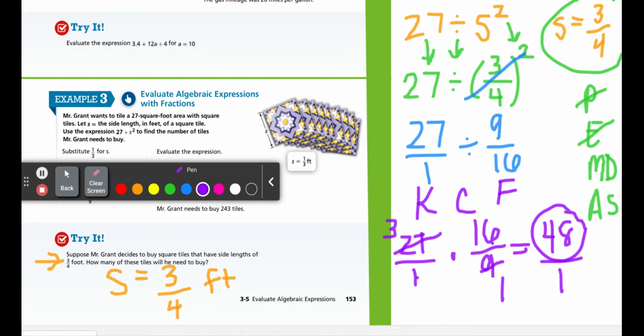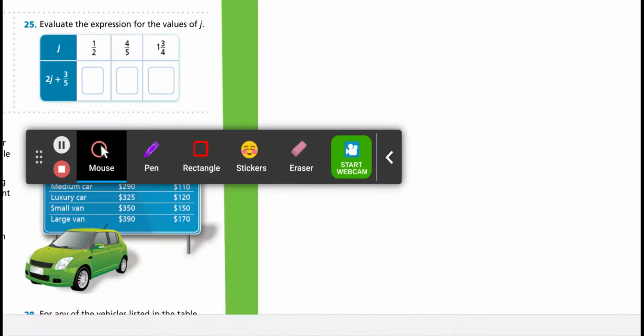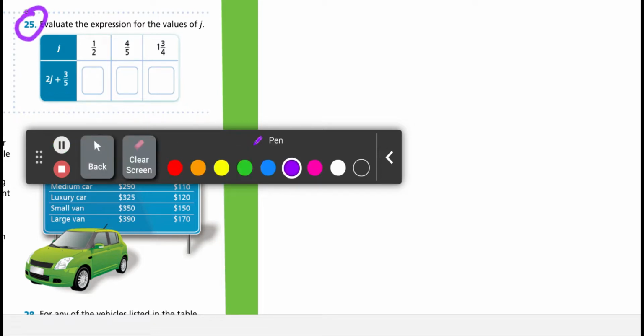So I hope you notice that the pattern is get the expression, plug it in, plug in the value for the variable, and then you're following PEMDAS to evaluate the expression. Okay, so now I want us to just look at an example with a table. So here for 25, evaluate the expression for the values of j. So they gave us this expression, 2j plus 3/5. They gave us 3 different values for j.